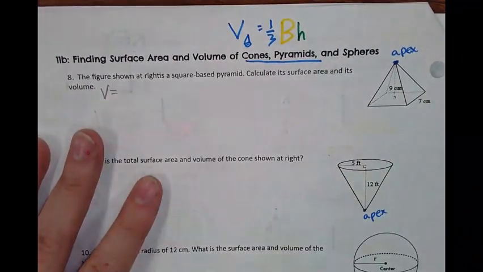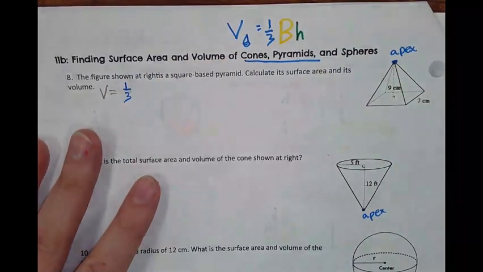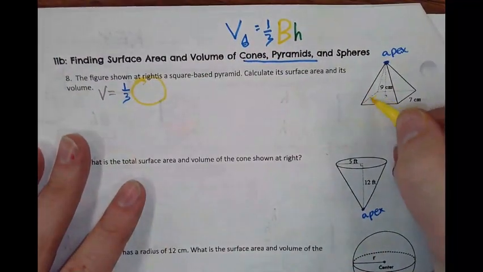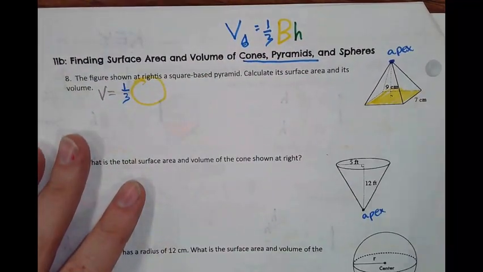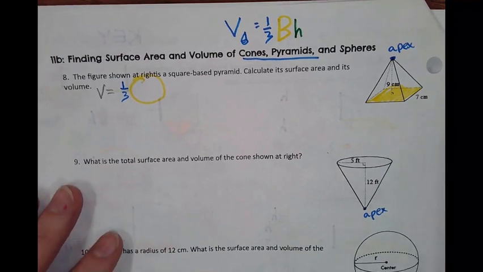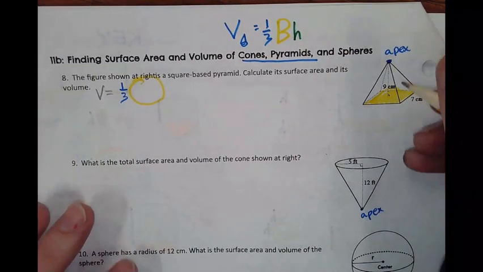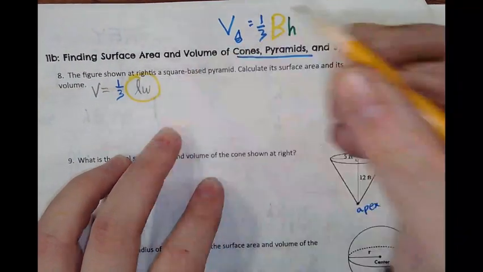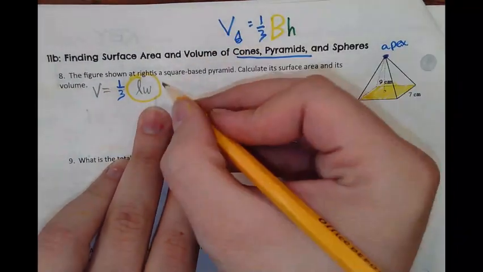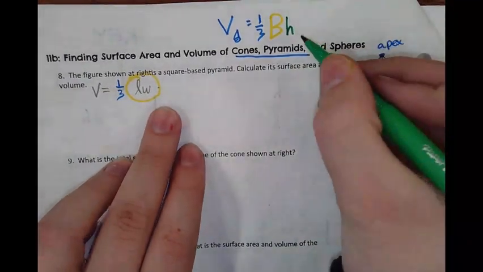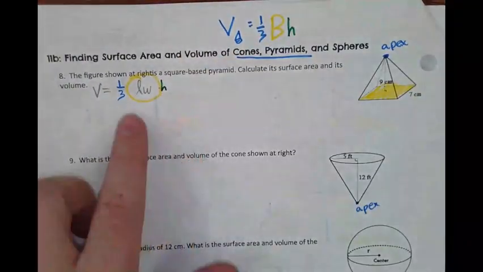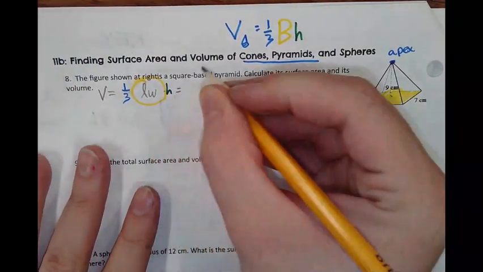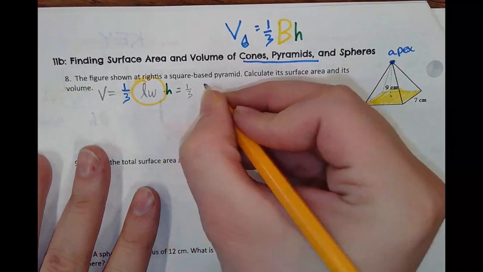Volume equals 1/3. Area of the base. What is the area of a base shaped like a square? Yes, length times width times height. So if you wanted to, you can consider this one as length times width times, finally, the height. 1/3 length width height. So that's going to give us the answer of 1/3.